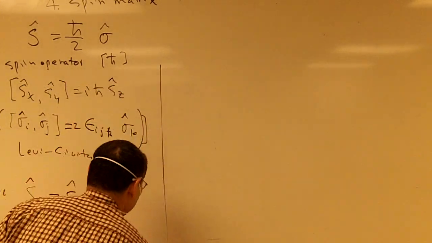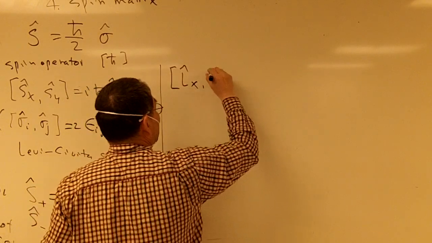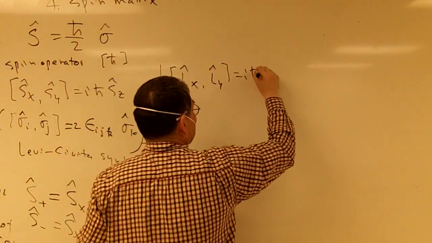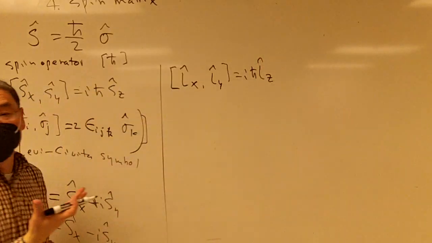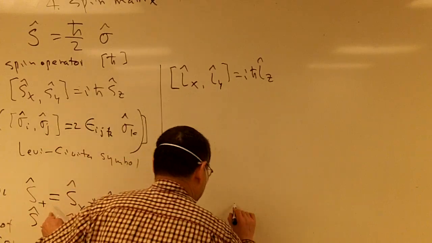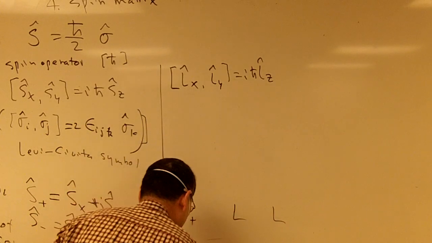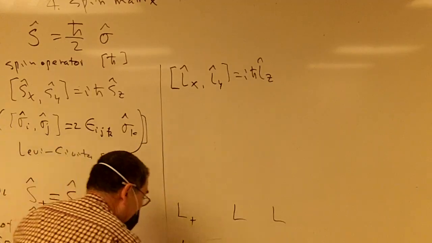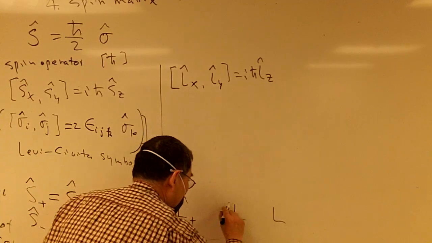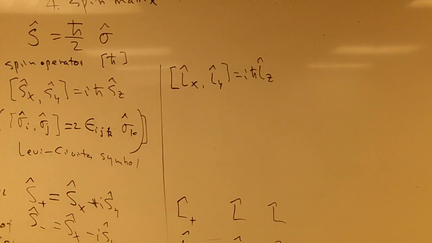In comparison with the orbital case, there's no difference. Exactly the same way here. I just replace L with S: L plus, L minus become S plus, S minus, and put the hat back. So everything is just mapped one by one. So once you learn those things before, you can calculate easily.